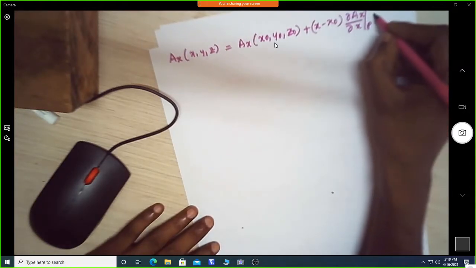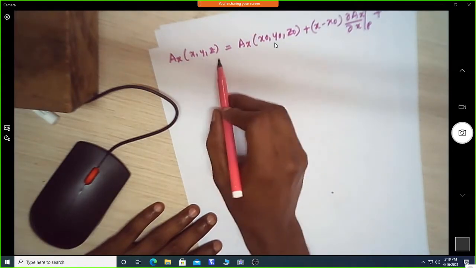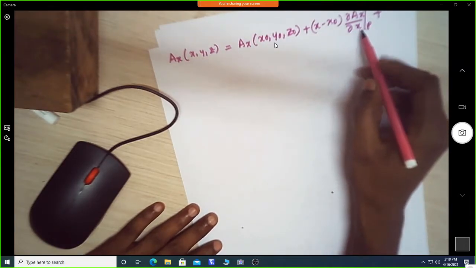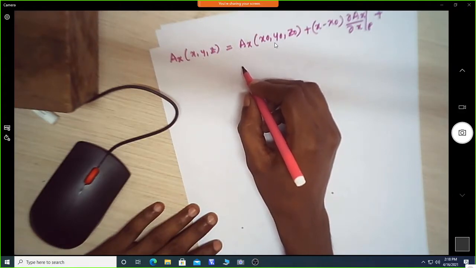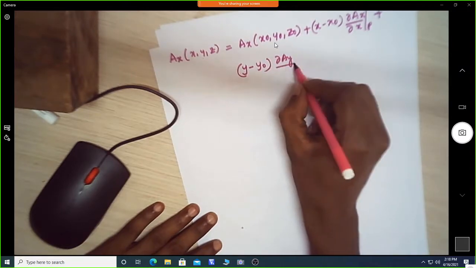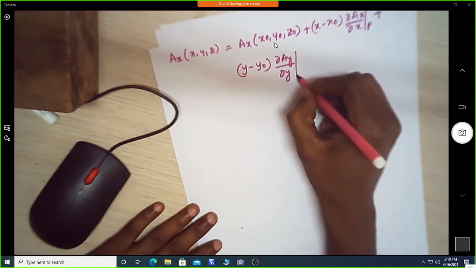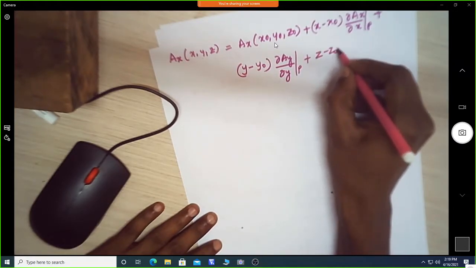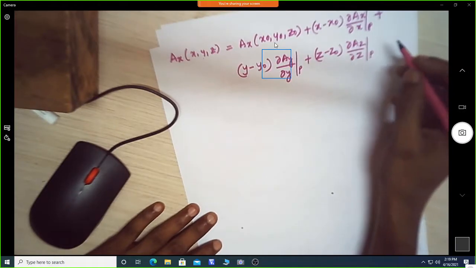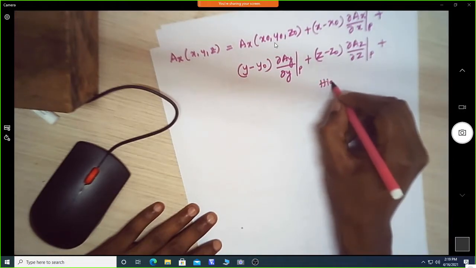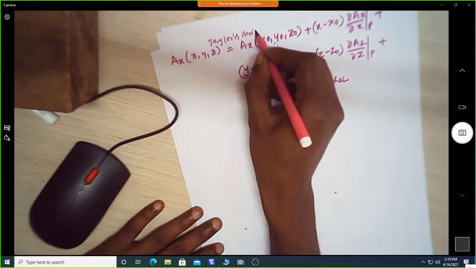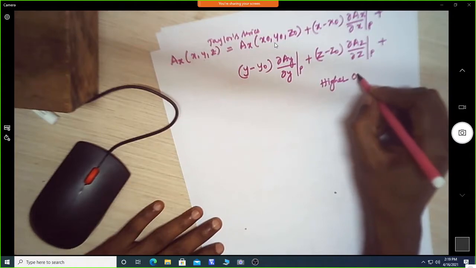Similarly, for y, we can define it as y minus y naught into del Ay by del y at point P. So with respect to y, it is y minus y naught del Ay by del y at point P, plus similarly in the z direction, z minus z naught del Az by del z at point P. Okay, and also we have some higher order terms because we are expanding using Taylor's series, which contains these fundamental terms plus higher order terms.